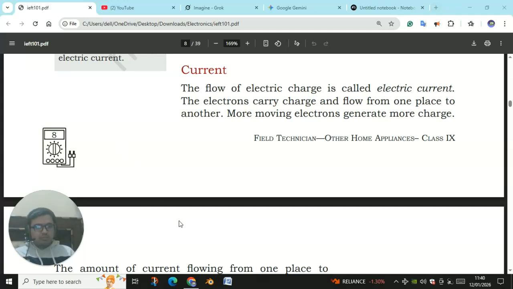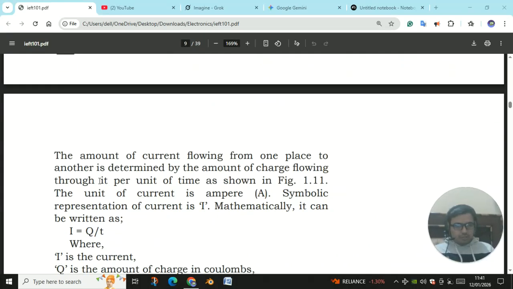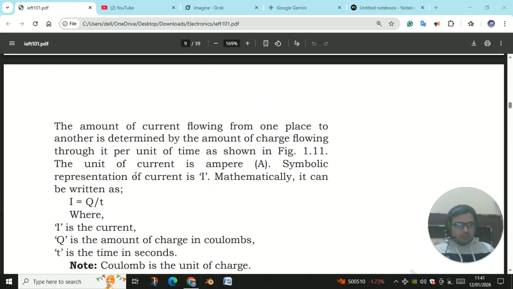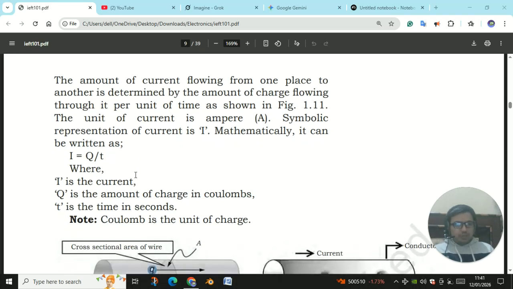Hello everyone. Today we will study about current. The flow of charge is called electric current. The electrons carry charge and flow from one place to another. More moving electrons generate more charge. The amount of current flowing from one place to another is determined by the amount of charge flowing through it per unit of time, as shown in fig 1.11.